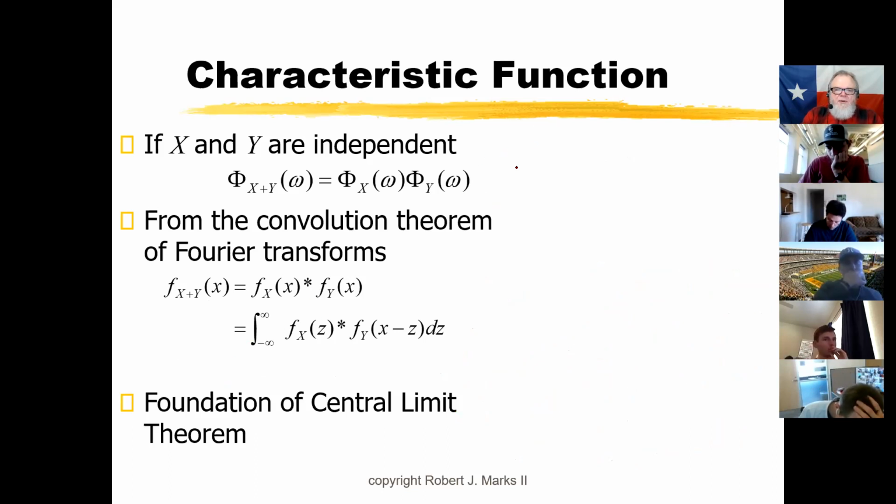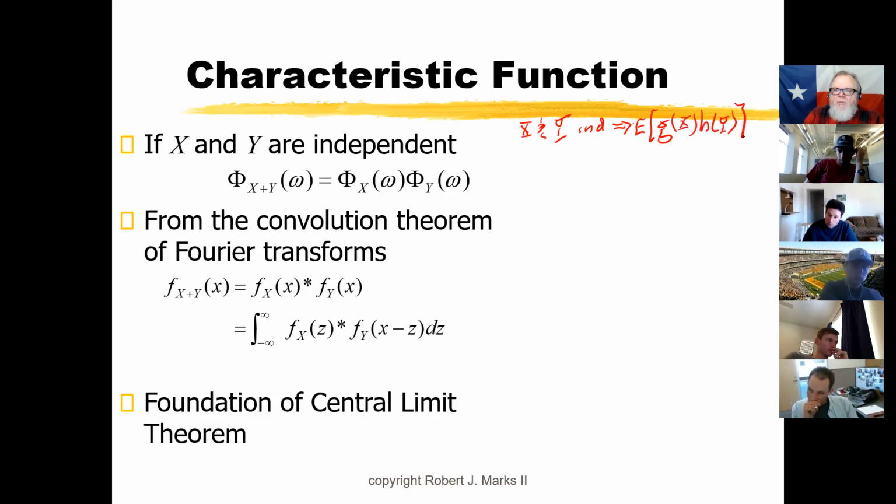Here is a cool result. And before putting that cool result, let me just show you a theorem that we should have known. If X and Y are independent, then the expected value of G of X times H of Y, where G and H are arbitrary functions of the random variables, is the same thing as the expected value of G of X times the expected value of H of Y.